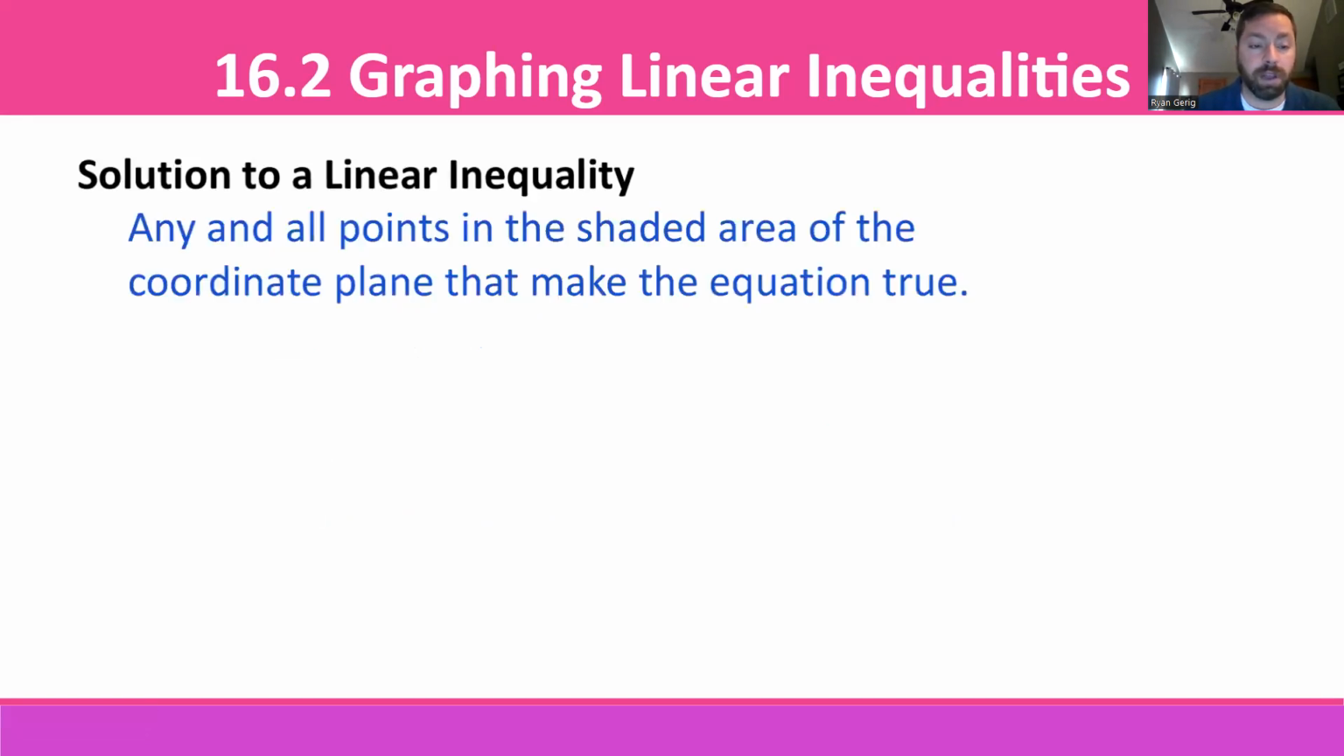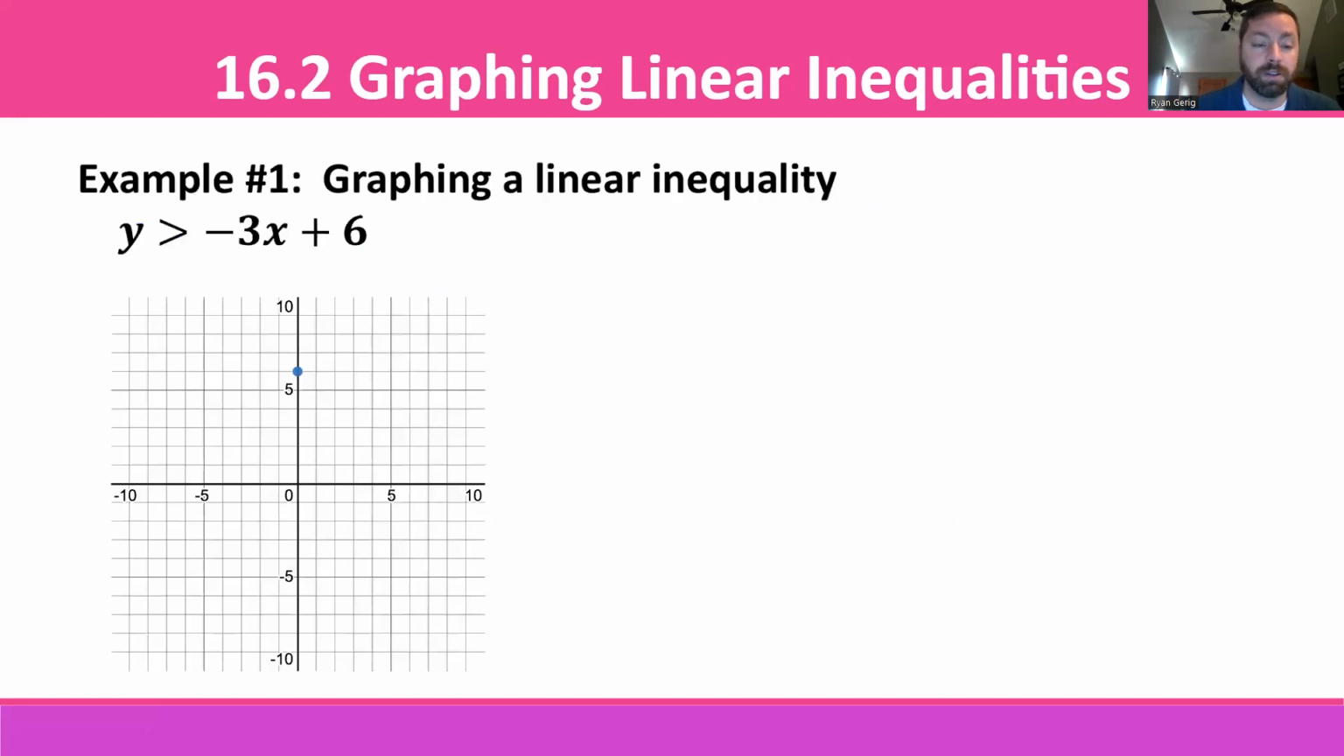A solution to a linear inequality is any and all points in the shaded area of the coordinate plane that make the inequality true. So we're going to graph this like it's a normal line. We've done this before. The y-intercept is 6. The slope is -3. So down 3, right 1, down 3, right 1. Do that over and over again. Because the inequality is a greater than, not equal to, it's a dotted line. So you see that's a dotted line there.